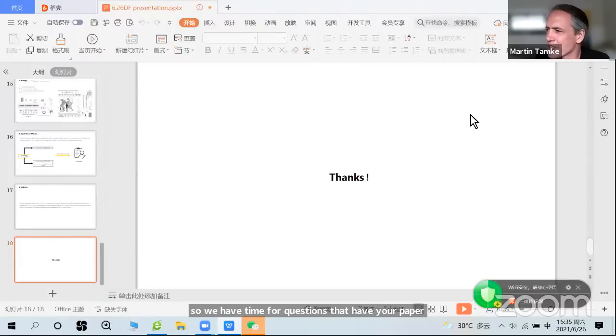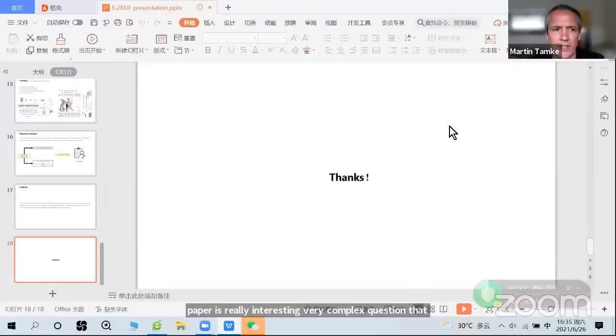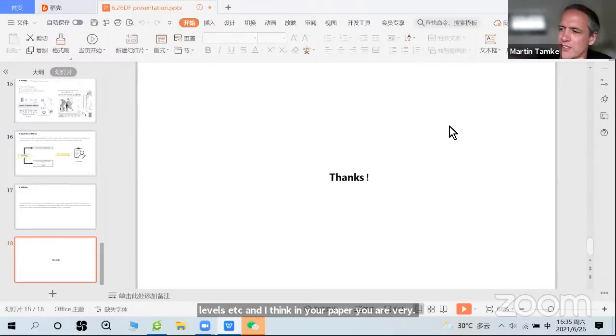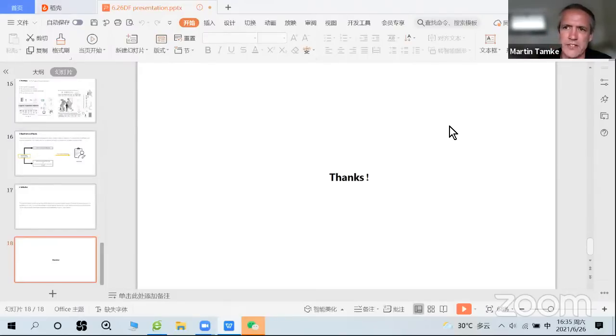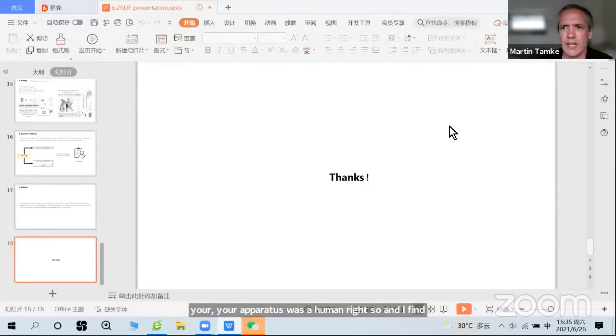The paper is really interesting, a very complex question that you have, with a lot of levels. I think your paper could be a bit deeper even. There is a lot of description and not so much information about the setup of your VR testing. In the end of the day, you want the interaction of your apparatus with a human, right? I find that your paper is mainly about the apparatus and very little about the interaction with the human. But saying this, there's also the whole COVID situation.